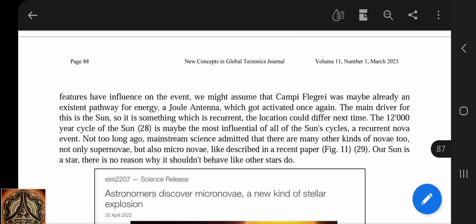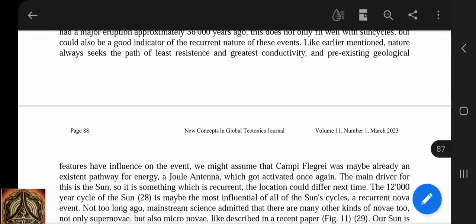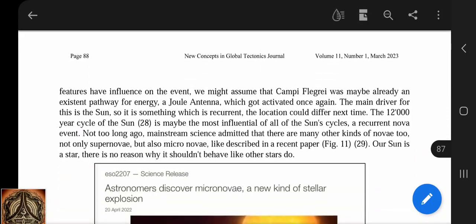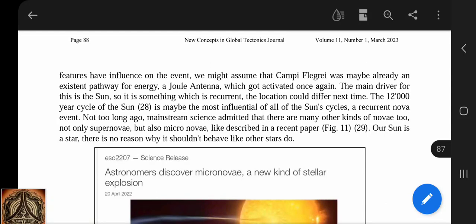If pre-existing geological features have influence on the event, we might assume that Campi Flegrei was maybe already an existent pathway for energy, a Joule antenna, which got activated once again. The main driver for this is the Sun, so it is something which is recurrent. The location could differ next time.